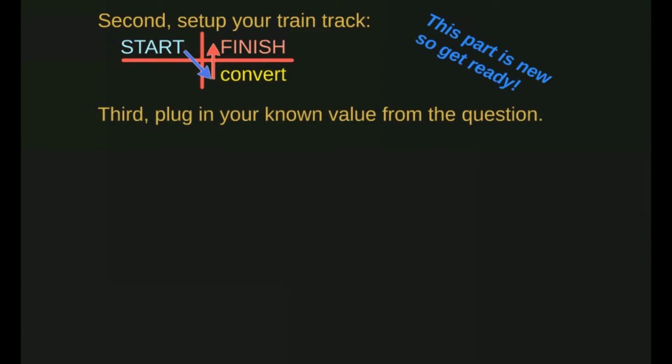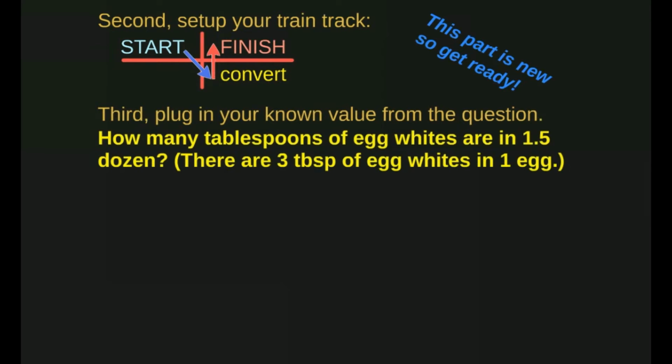So, all right, let's plug everything in and actually show what I was talking about. Go back to your question: how many egg whites are in 1.5 dozen? Well, that's going to be the first thing we plug in. There's your start. So, where am I getting this 1 dozen from?